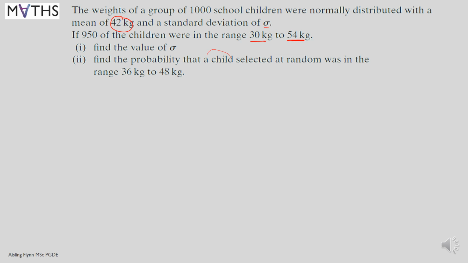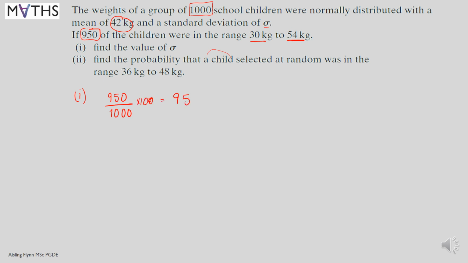Okay, but the other information we have is 950 out of 1,000 children. So that's something we have to work with. Remember, for our normal distribution and empirical rule, we use percentages between the standard deviations. So we need to find a percentage. What percent of children, 950 out of 1,000, lie between that range? So that's a fraction, and you'd multiply by your 100 to give your percentage.